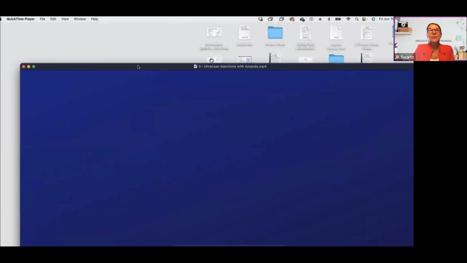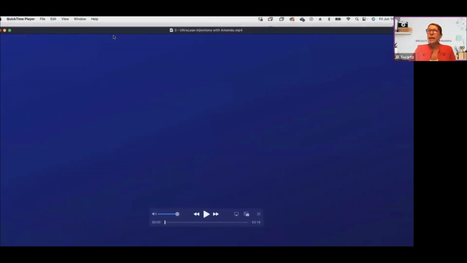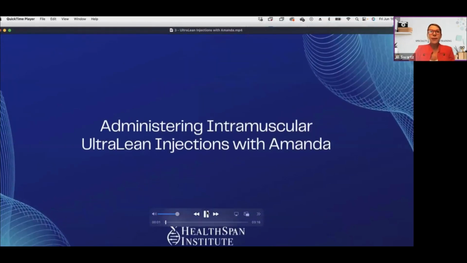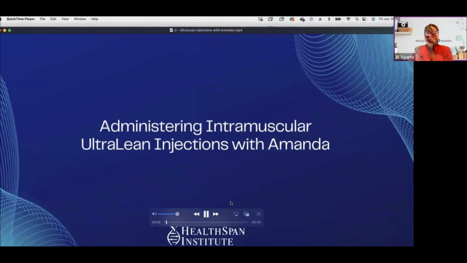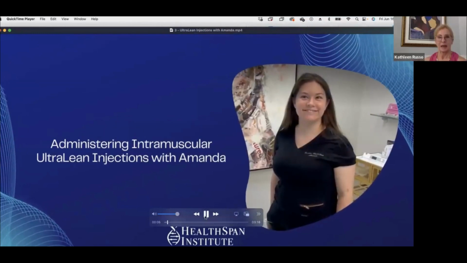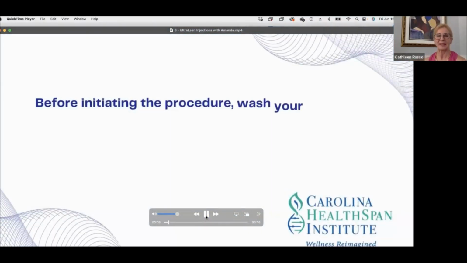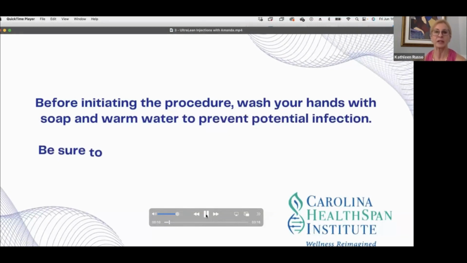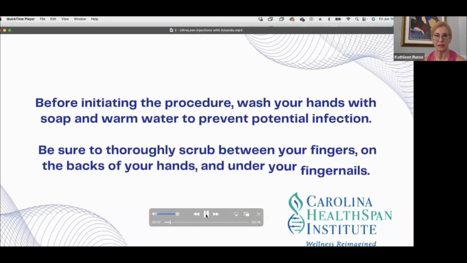And then I think the last one we're going to talk about, and this too is a subcutaneous, right? The Ultraline, but just to show another product that you offer. Okay, so this is Amanda, and she's actually going to be demonstrating an intramuscular injection with Ultraline.